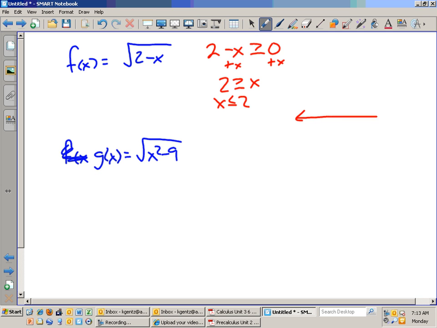So if you're to graph that, you have 2. x has to be less than that, or equal to. So we go that side.